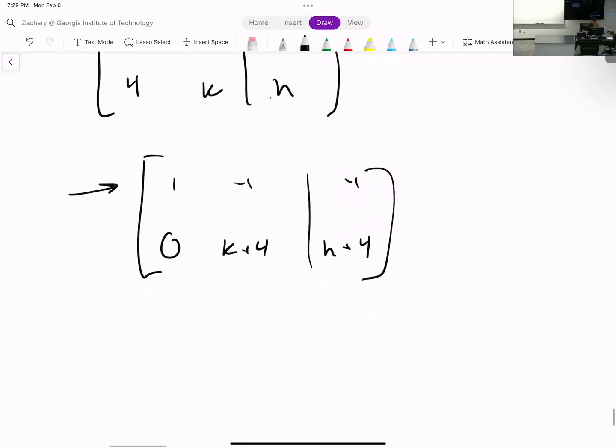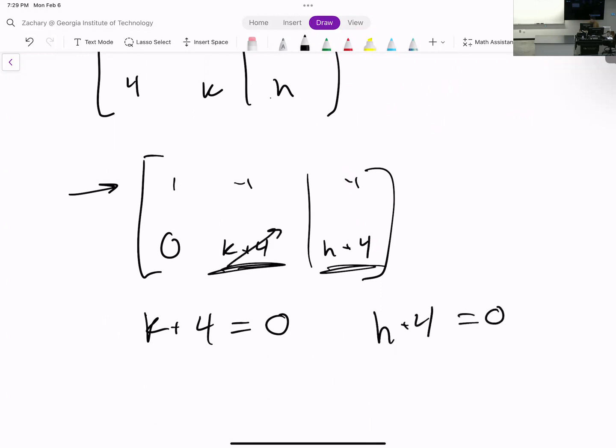So what can we do from here? What does this need to be and what does this need to be? Okay. K plus 4 needs to be equal to 0 for there to be a pivot, right? And H plus 4 must also equal 0 for both of these to go away, or to fill in as 0. And then we have a free variable, and we have it being consistent, okay?